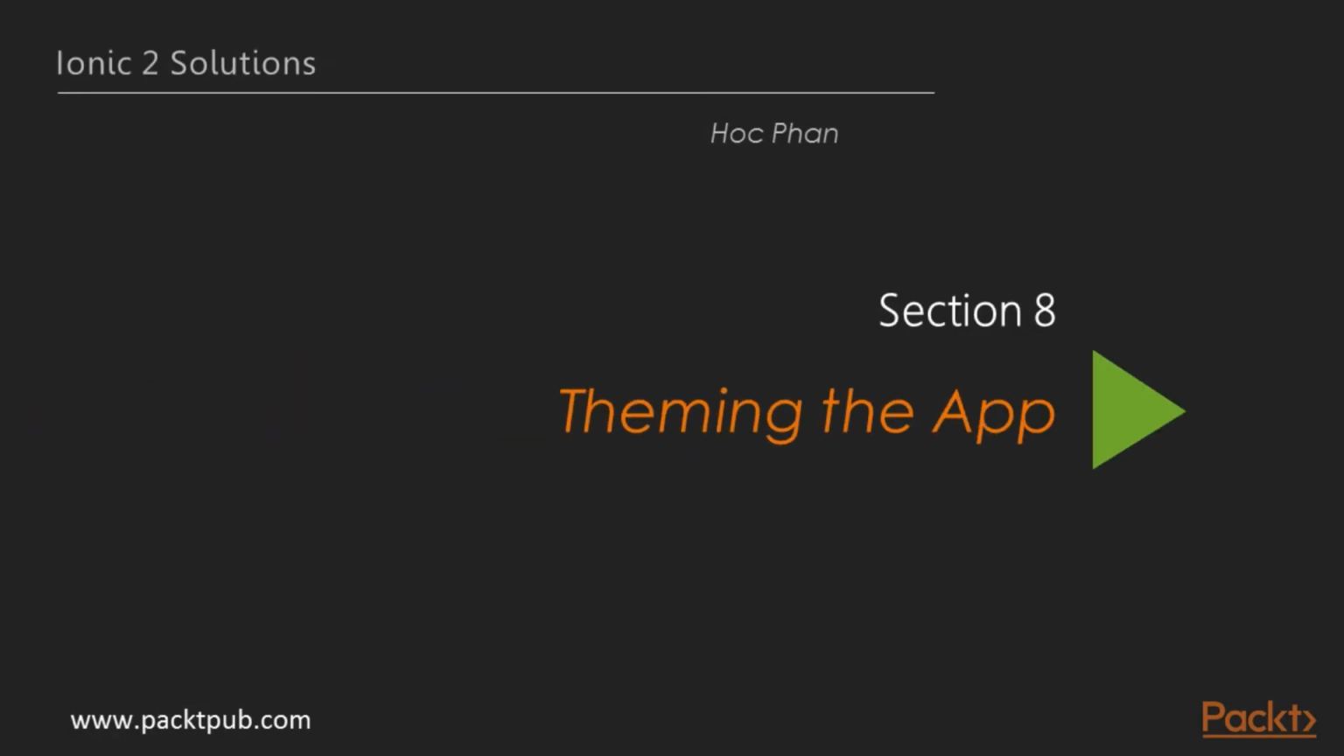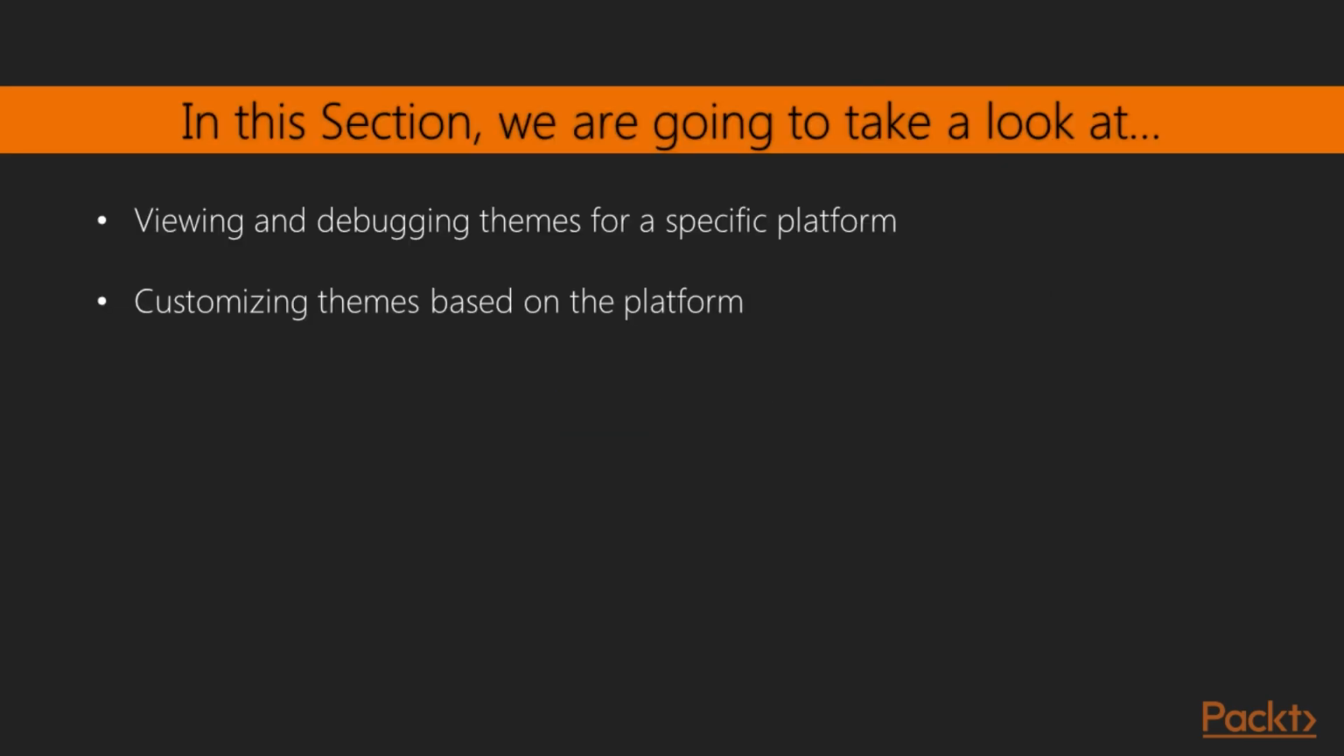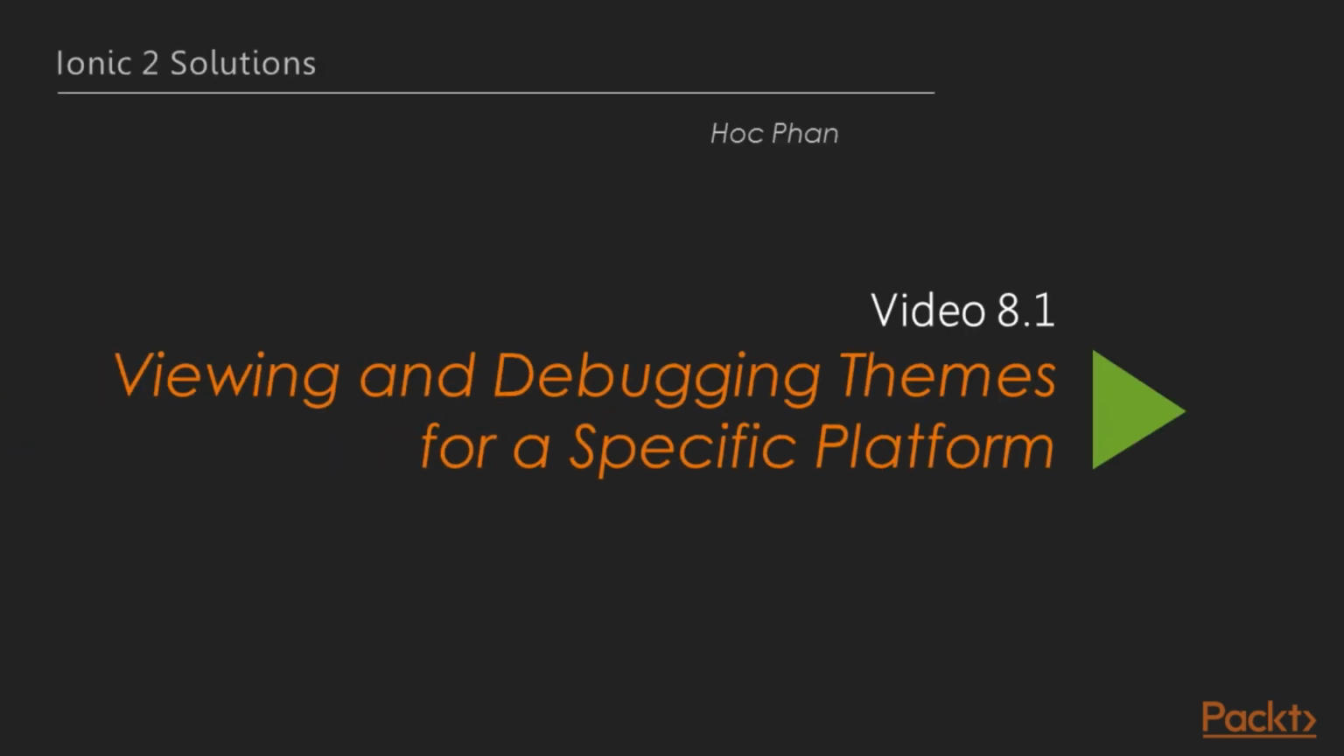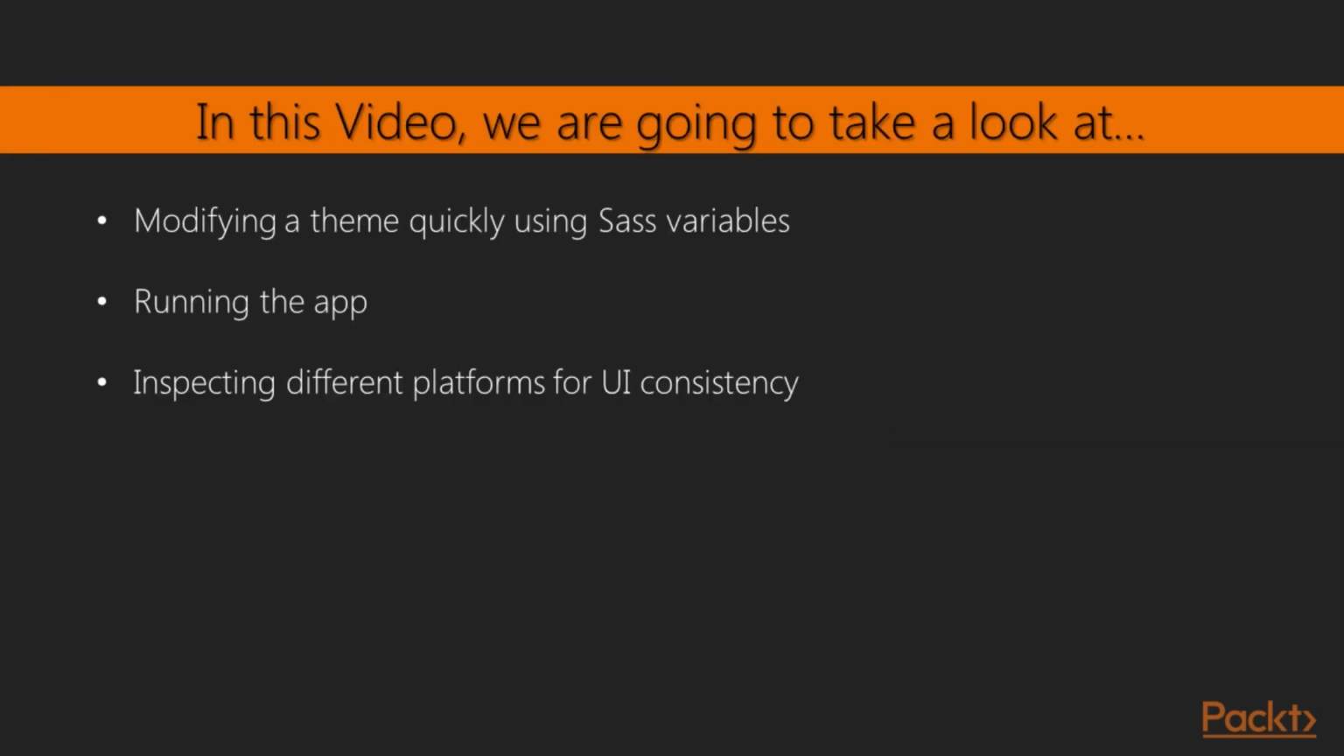Hello, welcome to a new section of Ionic, Theming the App. In this section, we'll cover tasks related to app theme customization, that are viewing and debugging themes for a specific platform, and customizing themes based on the platform. Let's start with the first video of the section, viewing and debugging themes for a specific platform. In this video, you'll learn how to modify a theme quickly using SASS variables. Then you'll run the app and inspect different platforms for UI consistency.